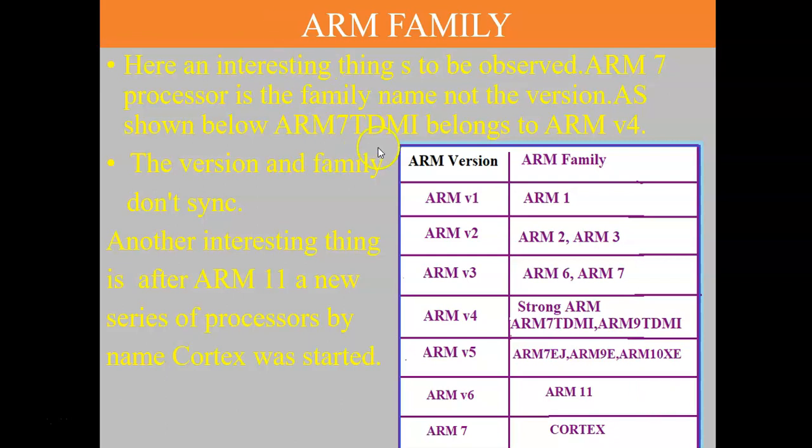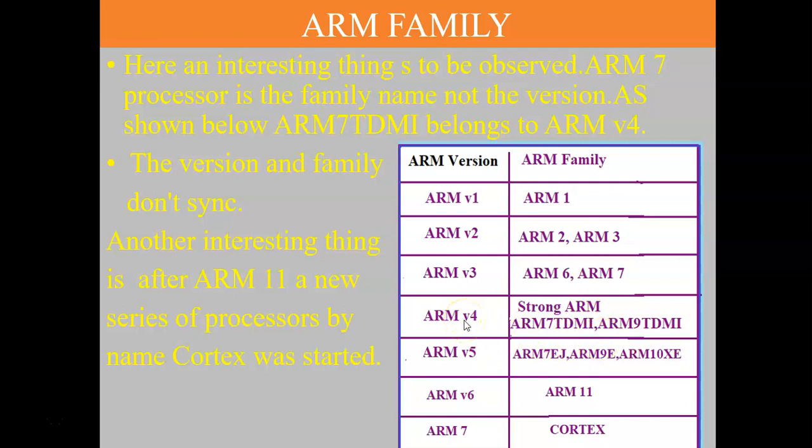So first let us understand, therefore, what is our ARM7 TDMI? ARM7 TDMI processor belongs to ARM version 4. This information is very important for the beginners. So of course, ARM version 1, 2, 3, almost they are obsolete, outdated. We don't bother about these things. Normally we start from ARM7 TDMI.